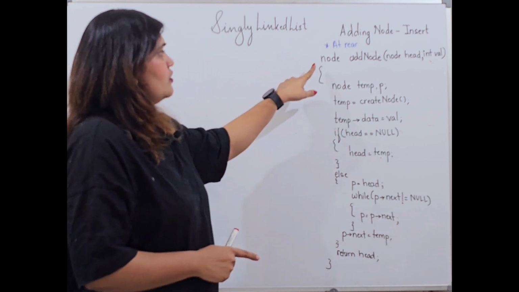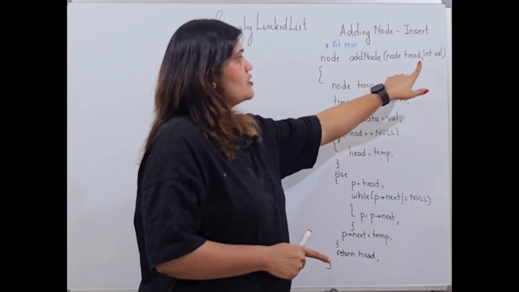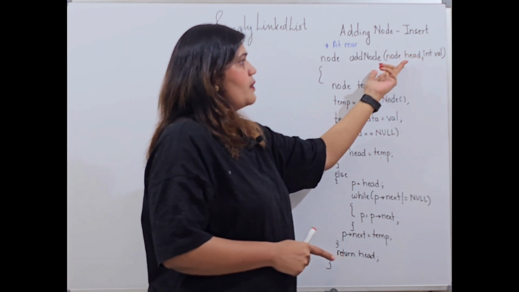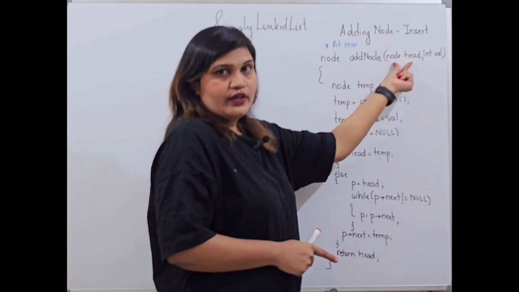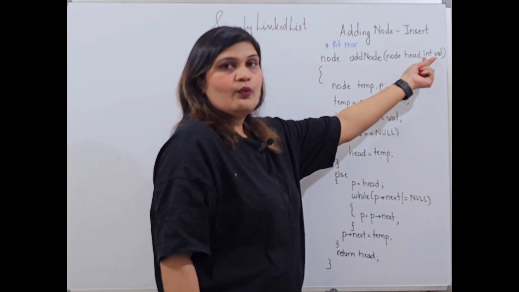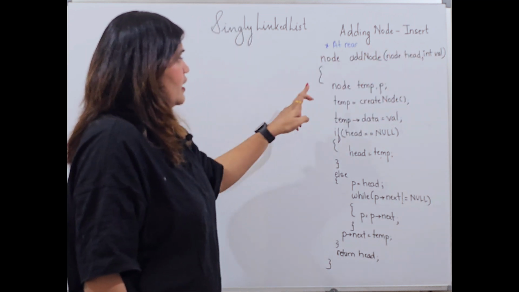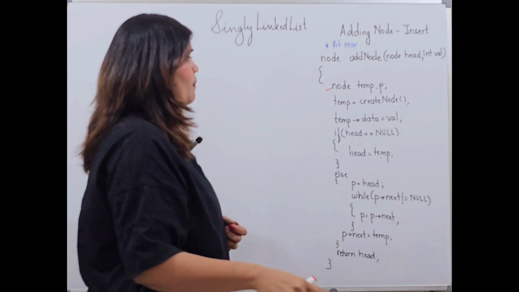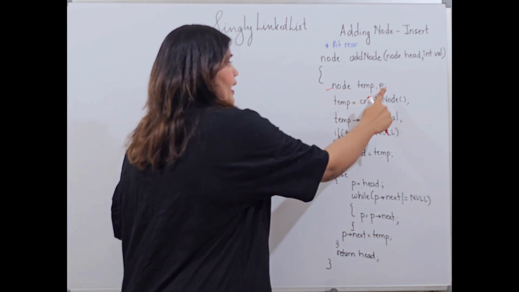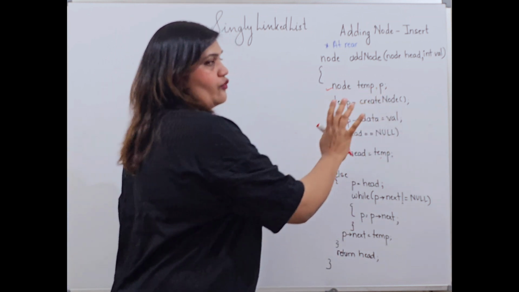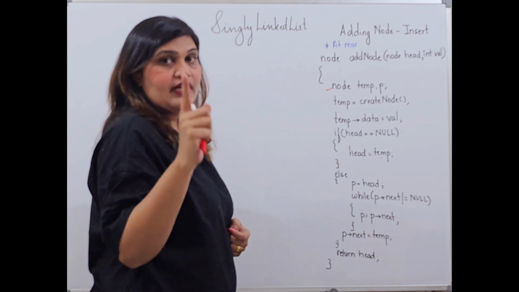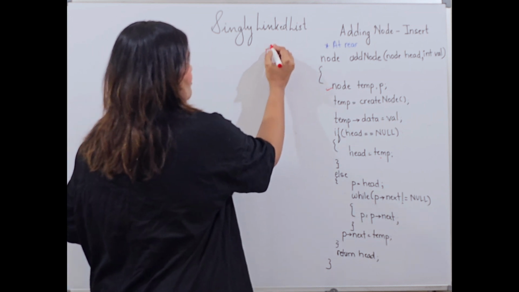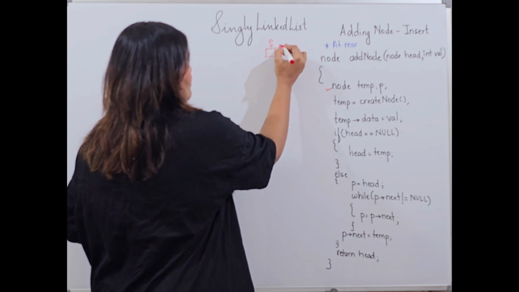Let's start. So here it is node, add node. You're passing two values over here, one is head and one is value. There are two parameters passed. One is a node type, and one is your value. Then my next line says node temp and p. So I've declared two variables, node temp and p. These temp and p are of type node, and my node structure I had already declared, which is something like this, which will have data and it will have next.